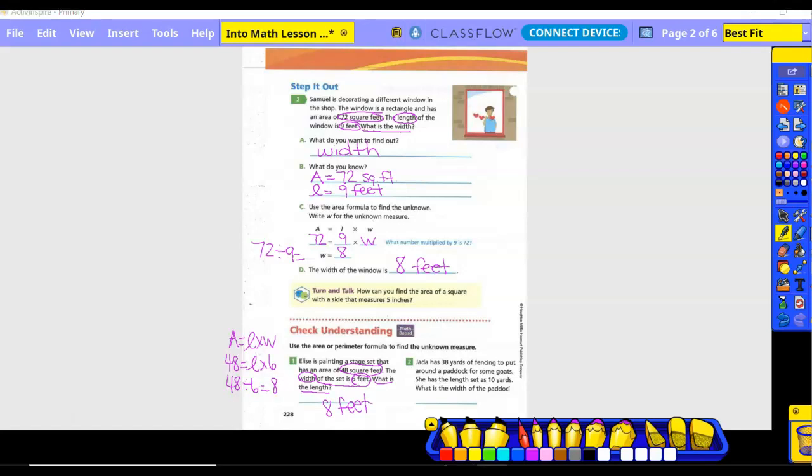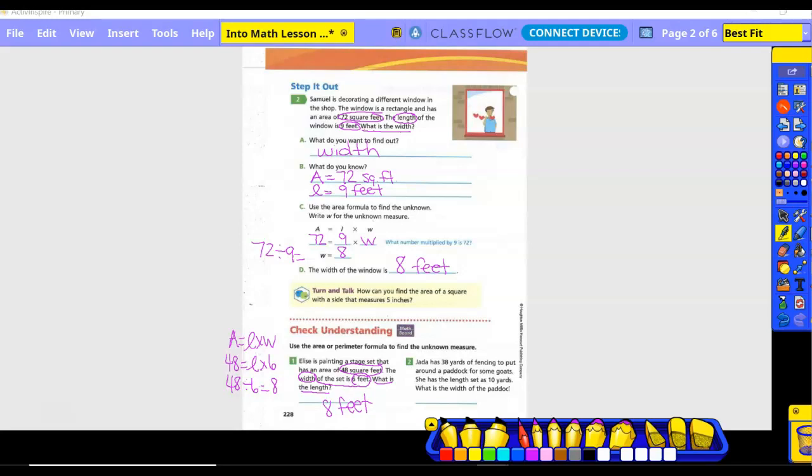Number 2, Jada has 38 yards of fencing to put around a paddock for some goats. She has the length set at 10 yards. What is the width of the paddock? Okay, so our total is not only 38 yards, but 38 yards. Is it 38 square yards? No. So that right there tells us that it's perimeter, not area, right?